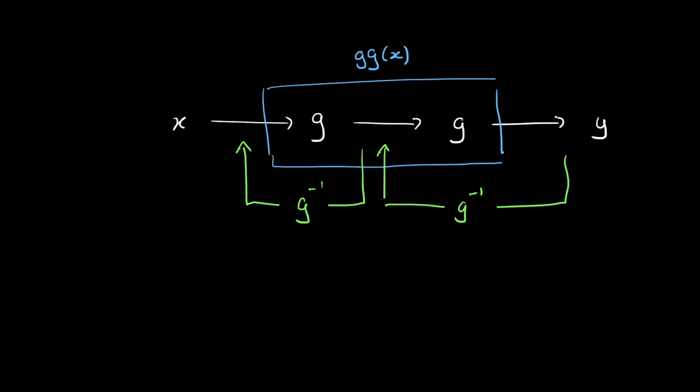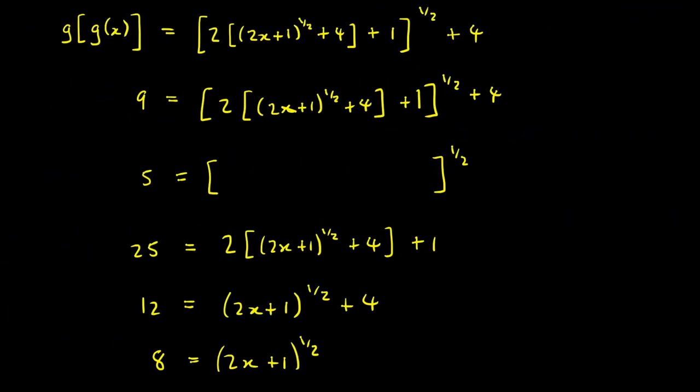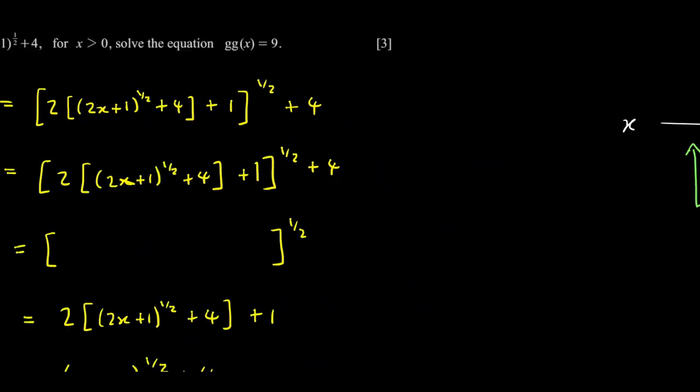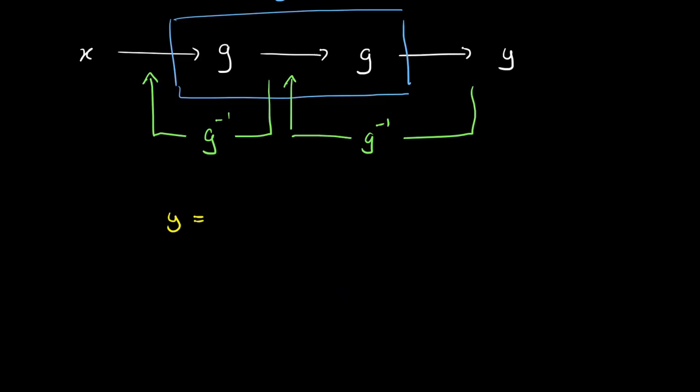So I think that's basically the best way to think about it. So if we've got our function g, let's write it as y is equal to, what on earth was it? It was 2x plus 1 to the power of a half plus 4, okay? 2x plus 1 to the power of a half plus 4, okay?